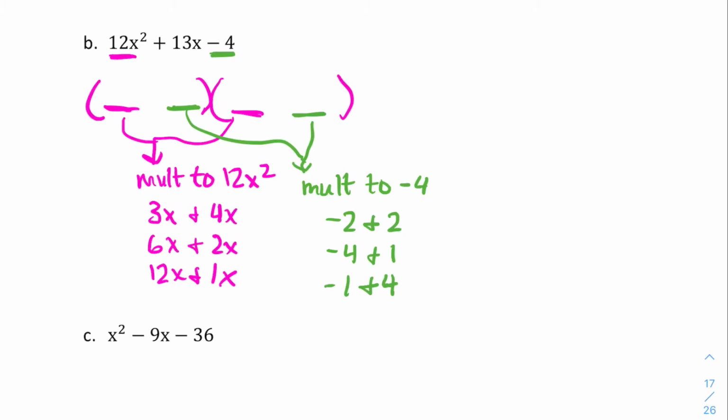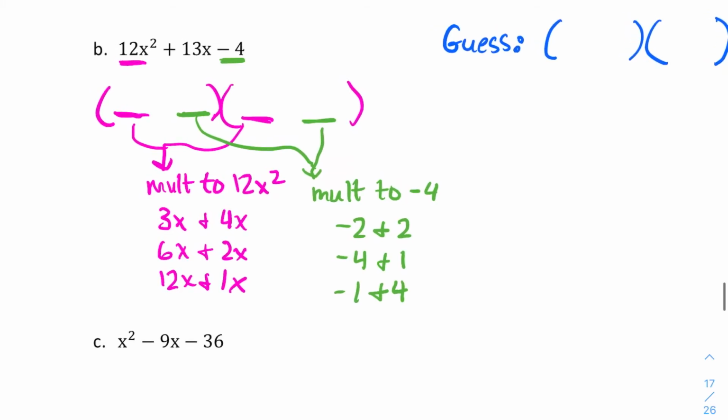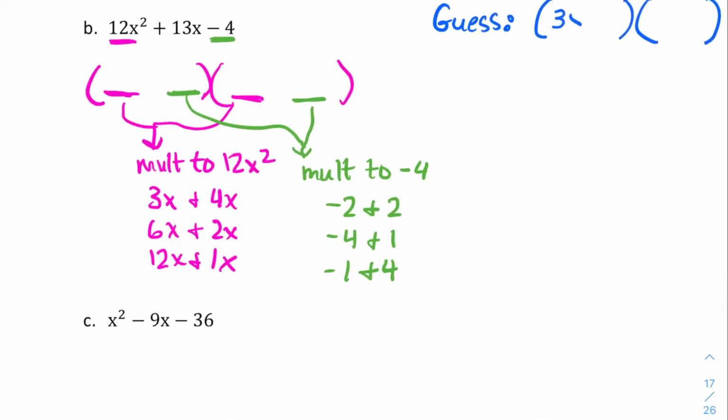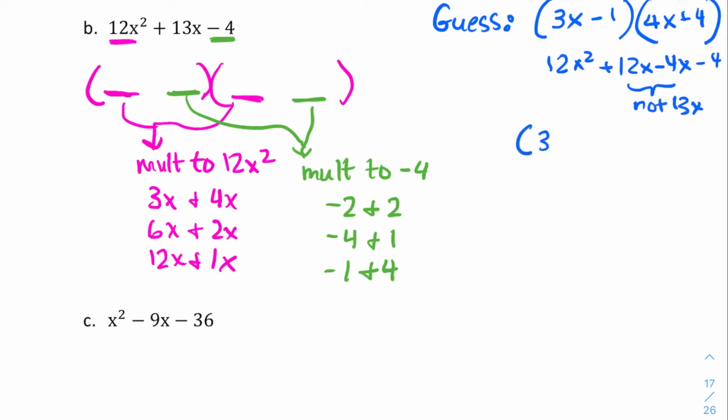So if you put all those different possibilities together, though, there's quite a few guesses and only one of them is going to be correct. So let's see how lucky we're getting today. I'm going to go with, let's try 3x and 4x. It's the first on my list. And then for negative 4, I'm going to try negative 1 and positive 4. So if I try that, multiply back together to check, the 12x minus 4x is going to get me not 13x, so we can eliminate that one.